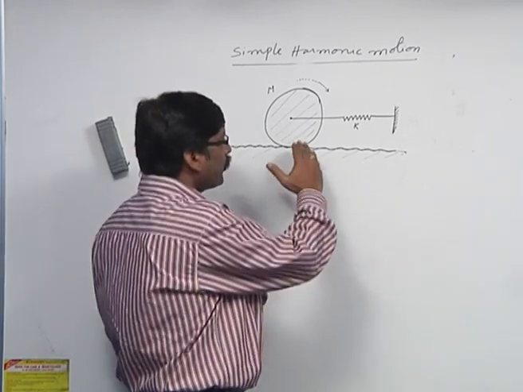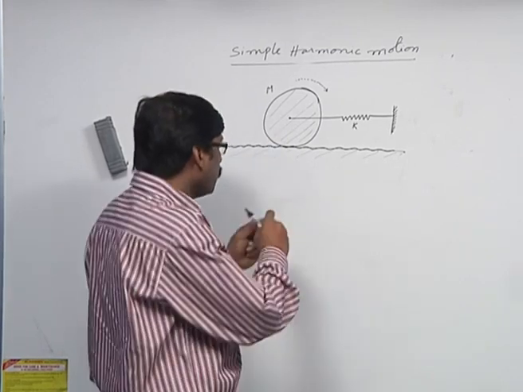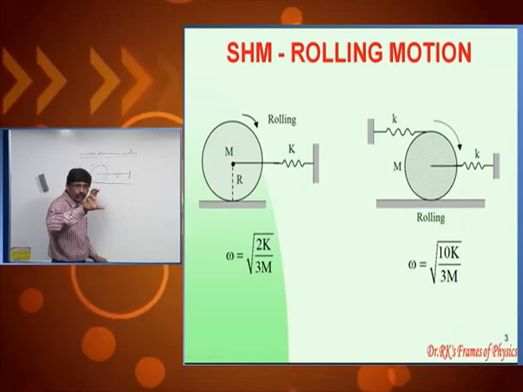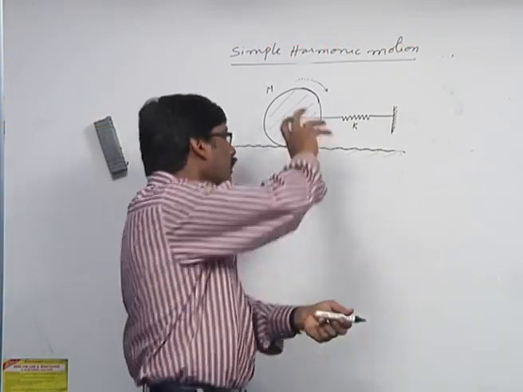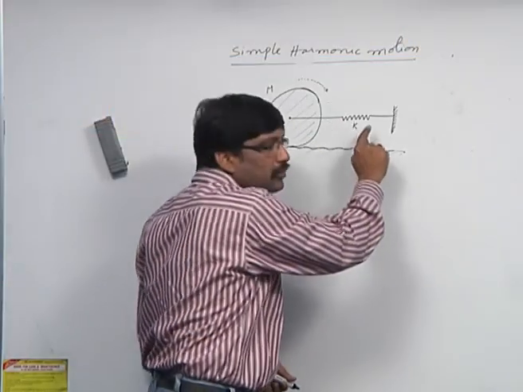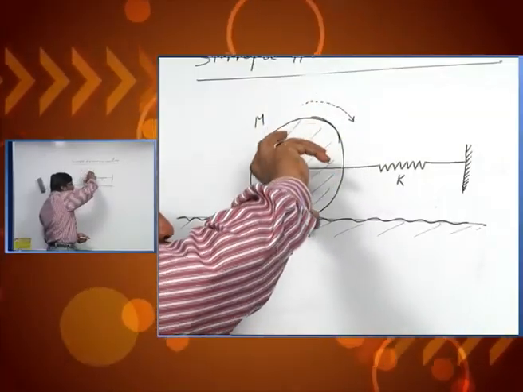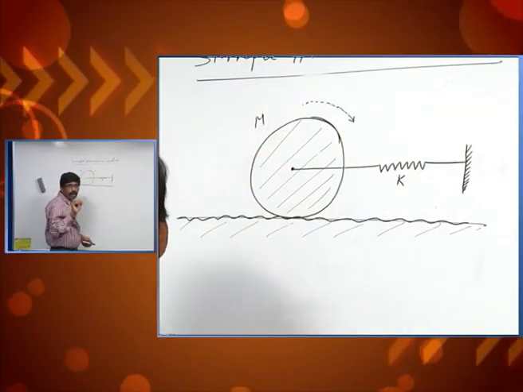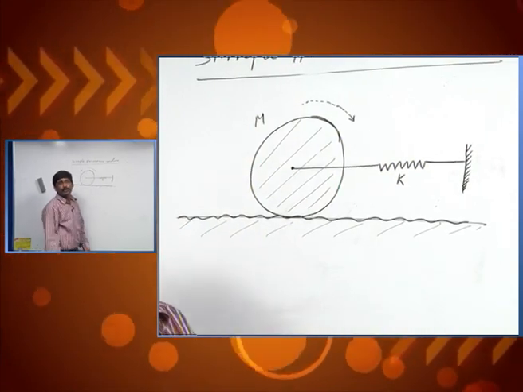Now, what is the difference between this case and the previous case? In the earlier case, no doubt the disk was rotating about its central axis, but now the disk's center of mass has not only translatory motion, it also has rotatory motion. The combination of translatory motion and rotatory motion is called rolling motion.